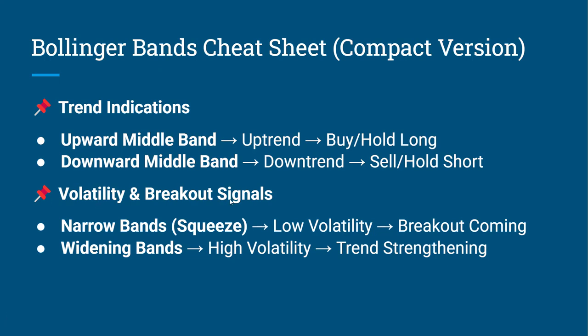Then volatility and breakout signals. If you are seeing narrow bands, that is a squeeze, low volatility, breakout or breakdown coming. Widening bands mean high volatility, trend strengthening. As a retailer, an option buyer should be in high volatility. When the bands widen, it indicates that price is gaining momentum and increasing.